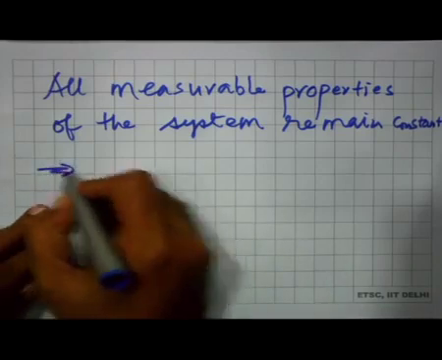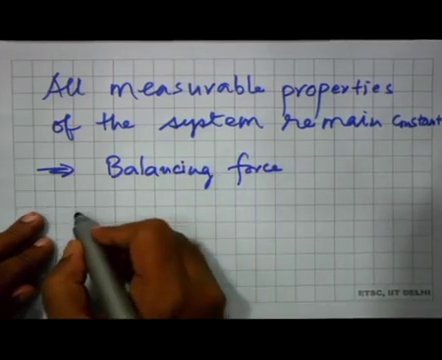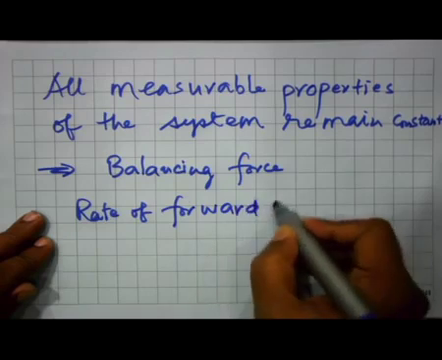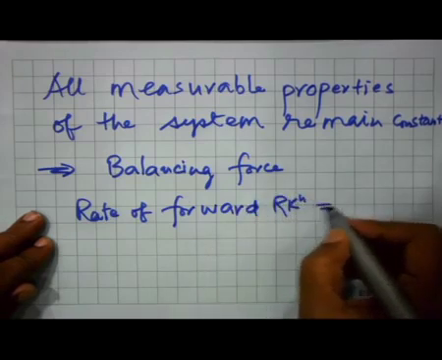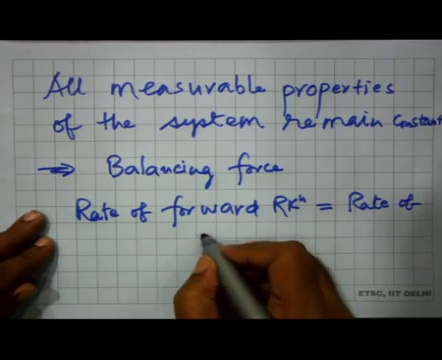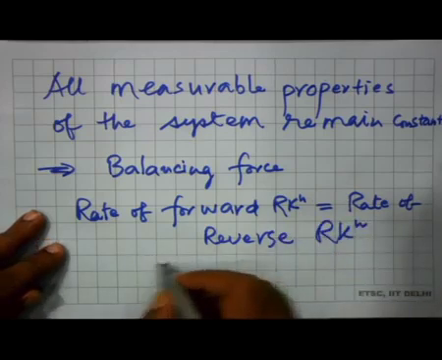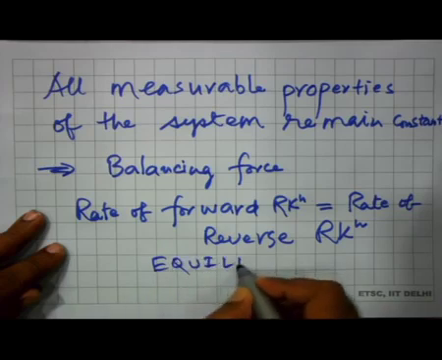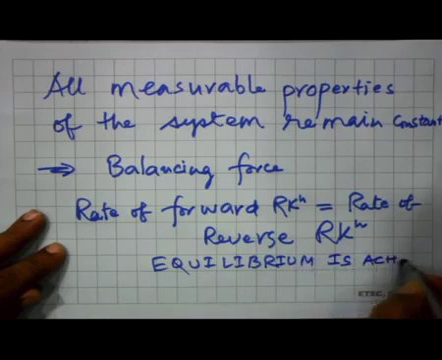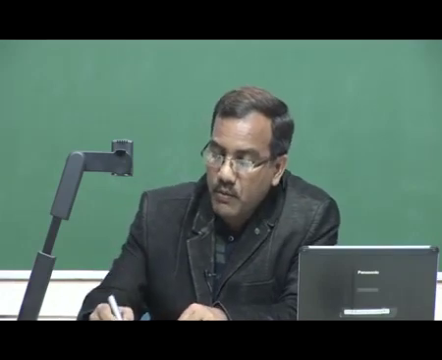And what is the balancing force here? Balancing force is rate of forward reaction. When rate of forward reaction becomes equal to rate of reverse reaction or backward reaction, we say that equilibrium is achieved. Now, let us talk about why equilibrium happens.